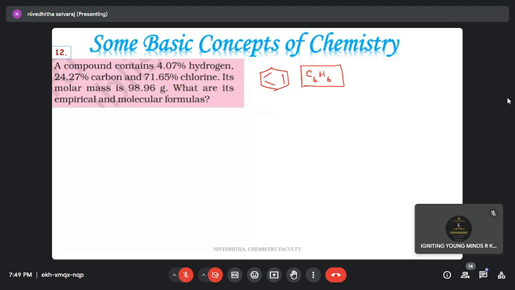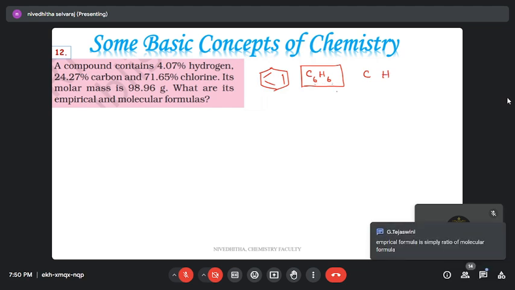But empirical formula is little different from molecular formula. Empirical formula is nothing but the simplest formula of the compound in which we'll be writing the elements, and to the subscript of the element we'll be writing its least whole number. According to benzene, the molecular formula is C6H6. Let us write the empirical formula. We have 6 carbons and 6 hydrogens, so we can divide these two numbers by 6 to get the least whole number. So, C1H1 is the empirical formula of benzene.